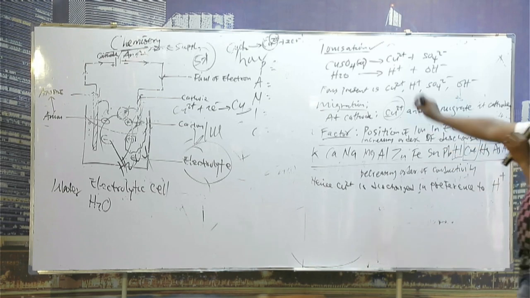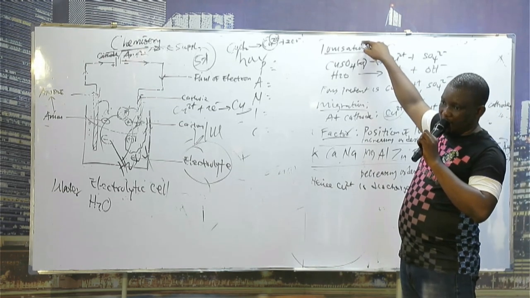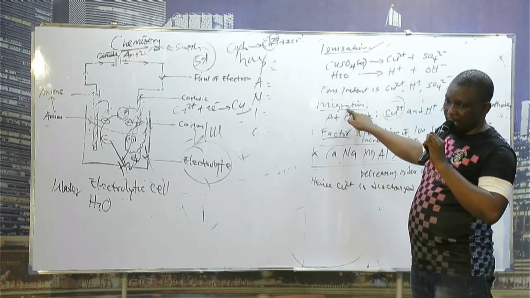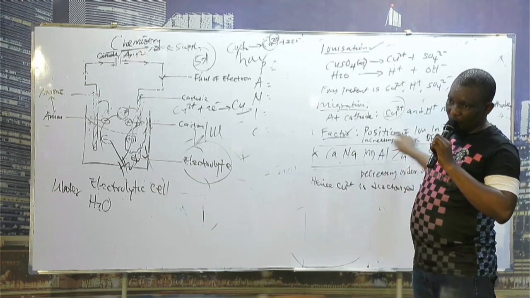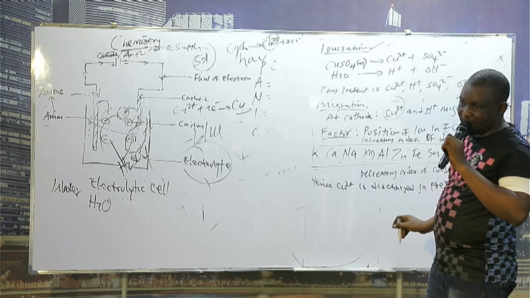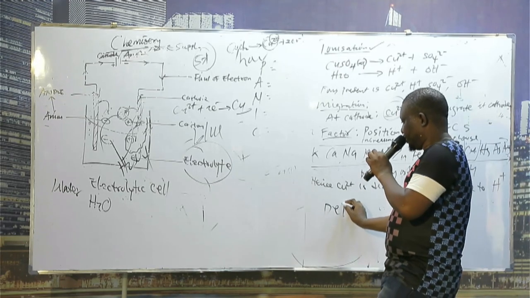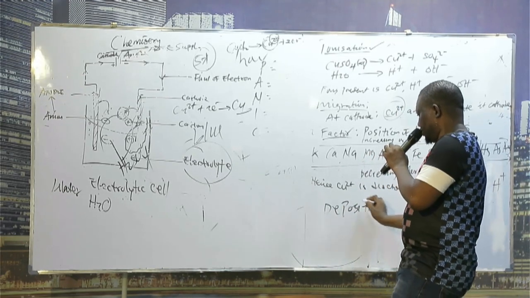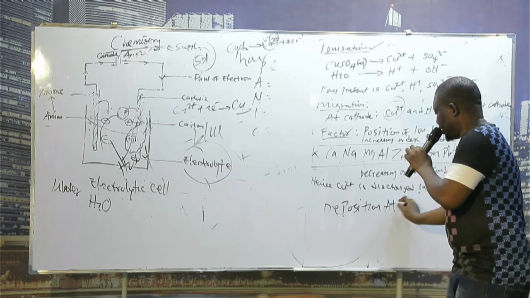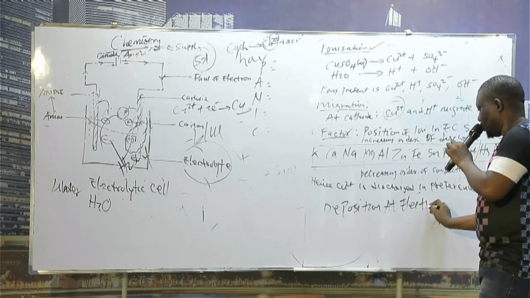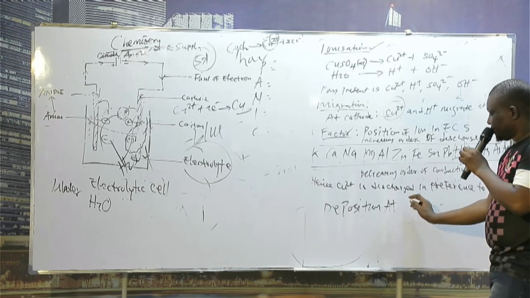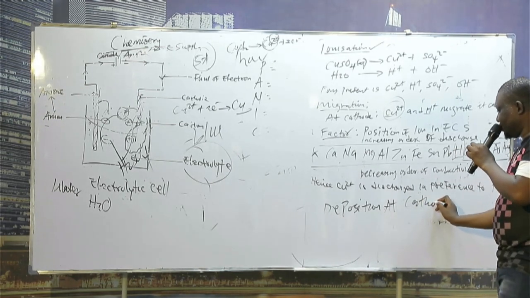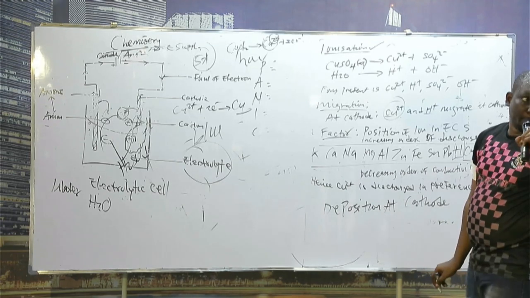You are done. Three things. Ionization, this is it. Migration, the factor, one factor there. Then the last mechanism is what? Deposition. At what? Electrode. At what now? Cathode.